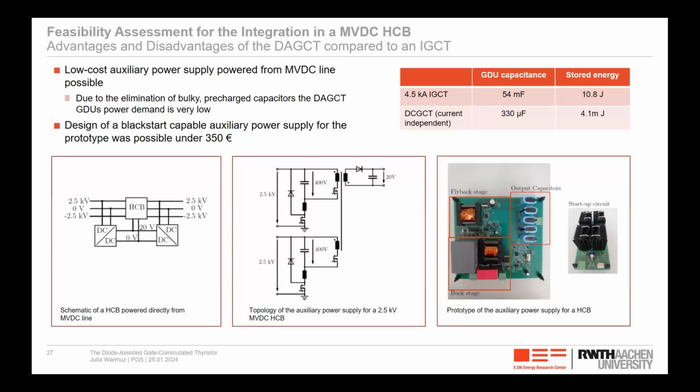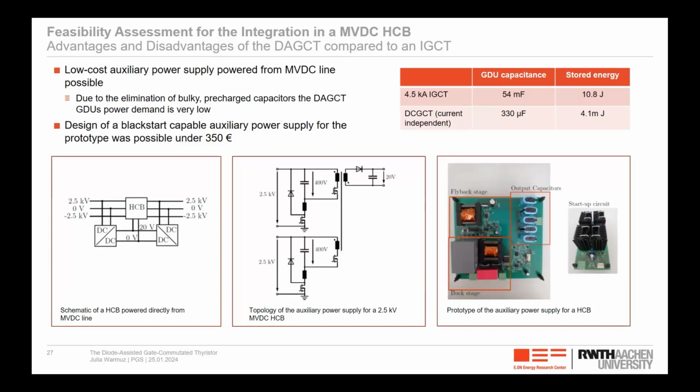The advantage of having a power supply that's directly powered from the 2.5 kilovolt range is that we have advantages in reliability. The topology I used is a two-stage converter: a buck converter in series with a flyback converter. And here you see a picture of the power supply.